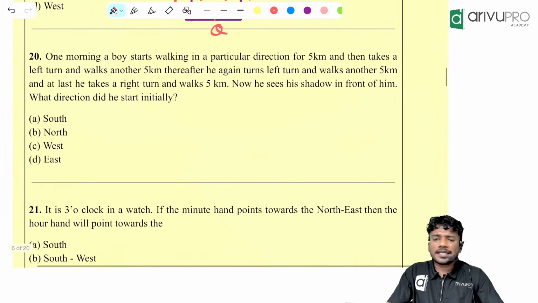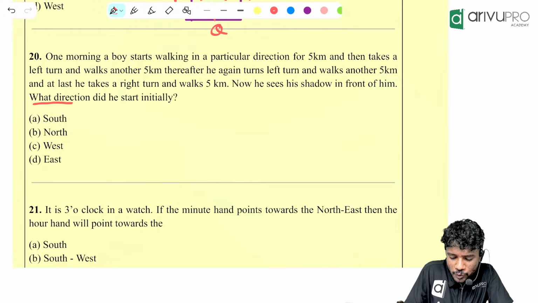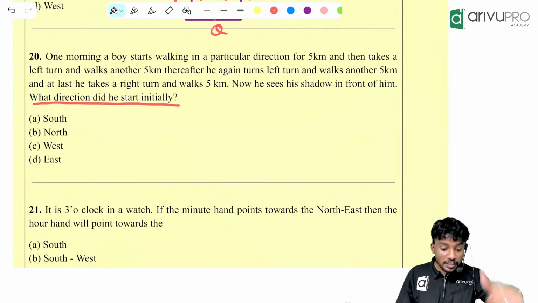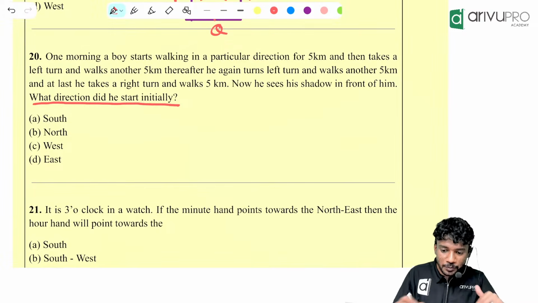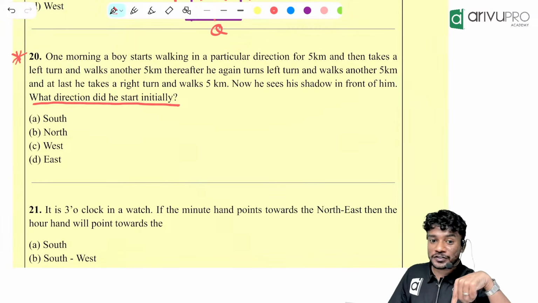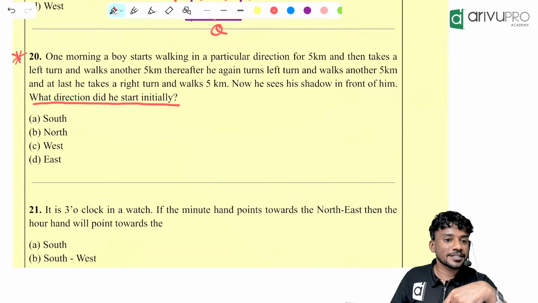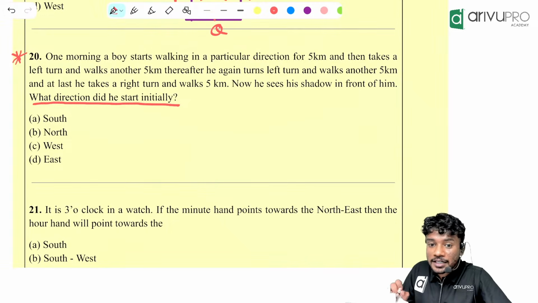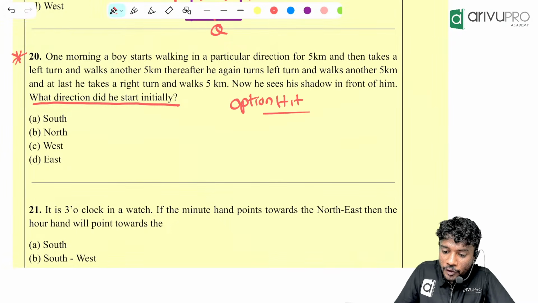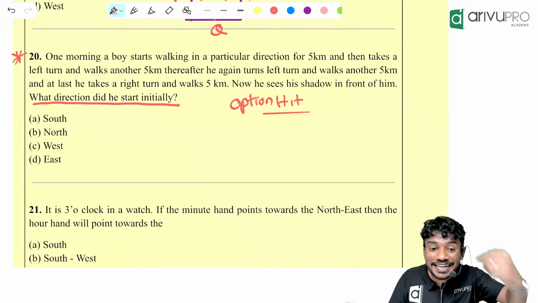Then 20th question. One morning a boy starts. We will read the final question. What direction did he start? Initially is the question. Till now, people, except this particular question, all the other questions gave the initial direction. First time they are not giving the initial direction. We are going to find the initial direction. Easiest method whenever initial direction is not given, option hit. What are we going to do, people? We are going to option hit whenever the initial direction is not given.